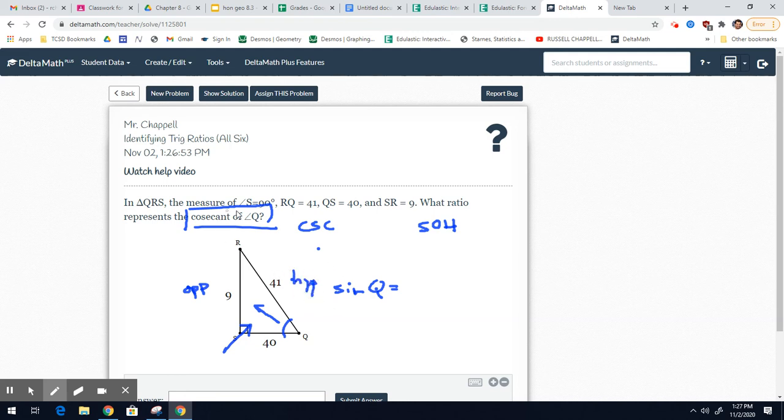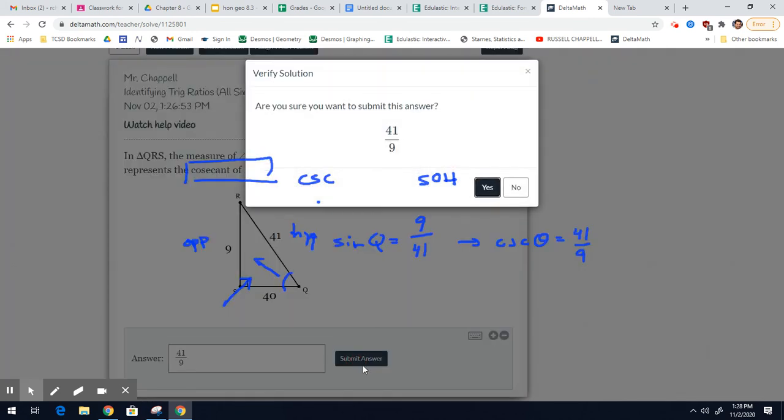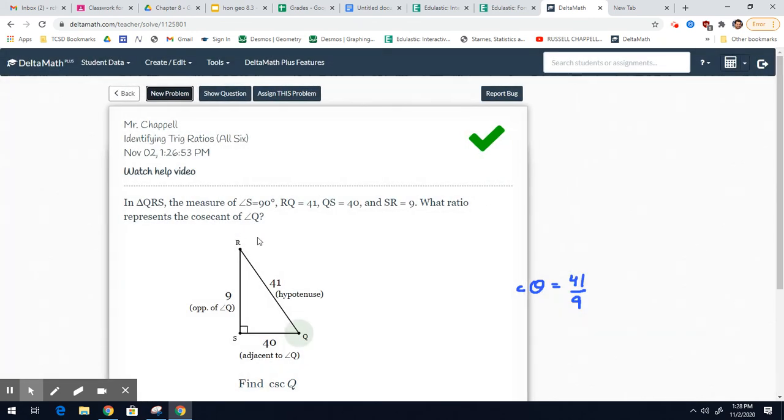Sorry about the Delta Math and the delay. So the sine of Q would be the opposite 9 over the hypotenuse 41. So then for the cosecant, you're going to take the reciprocal of that. So the cosecant of Q is going to be 41 over 9. And there we go, 41 over 9. So come down here, 41 divided by 9. So my answer.